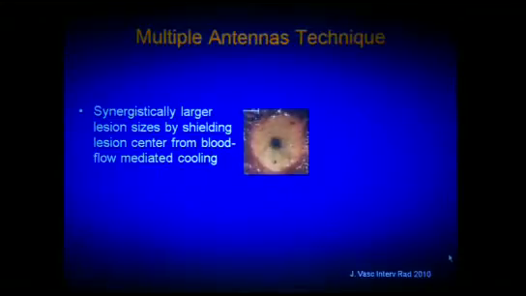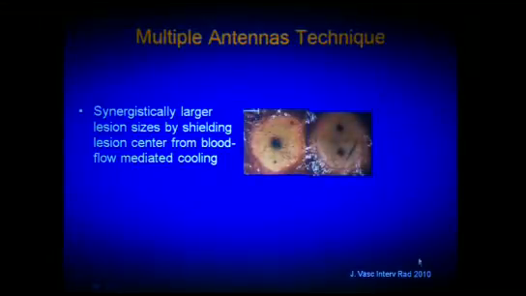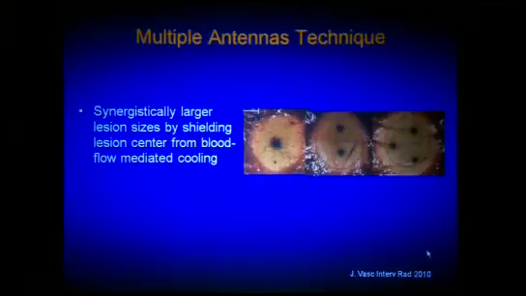Here's one needle that's used with one size of ablation. When a second needle is used, a much larger ablation is created, and when a third needle is used, a much larger ablation is created.